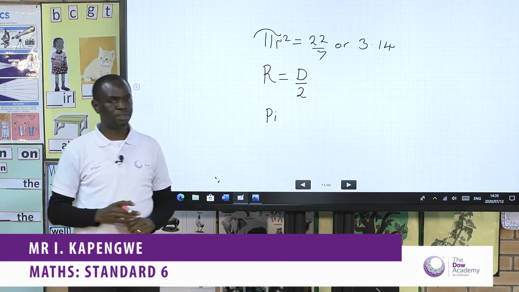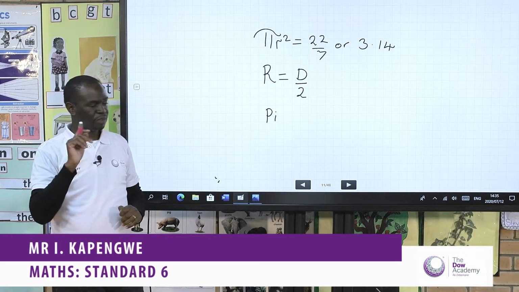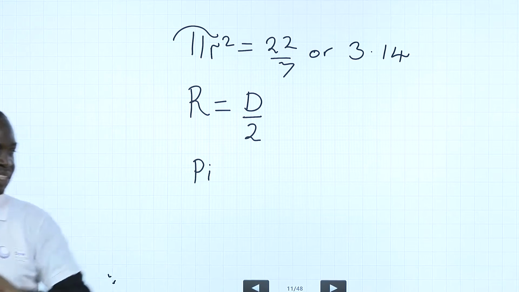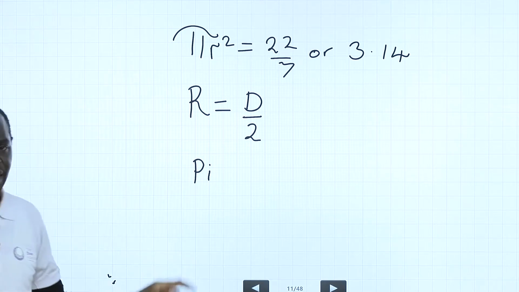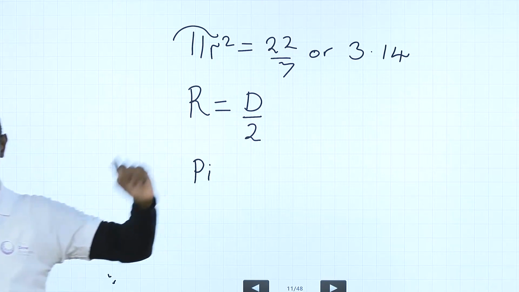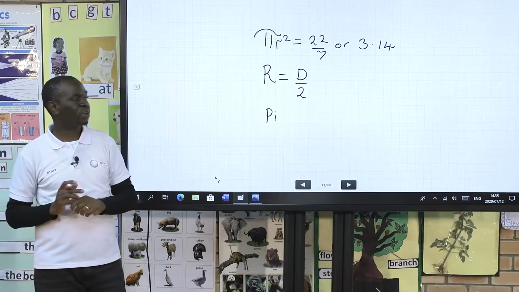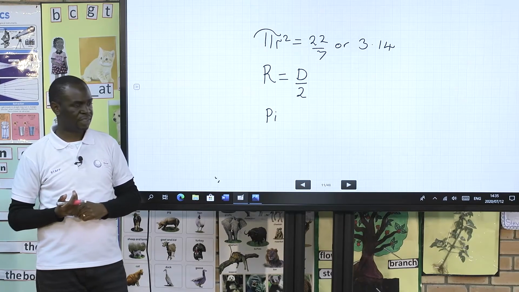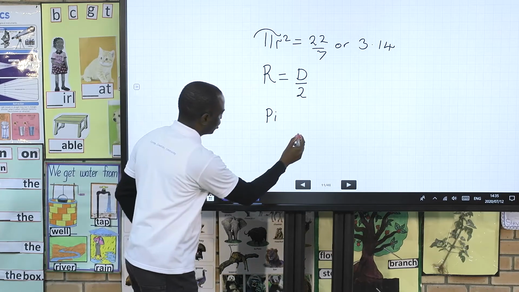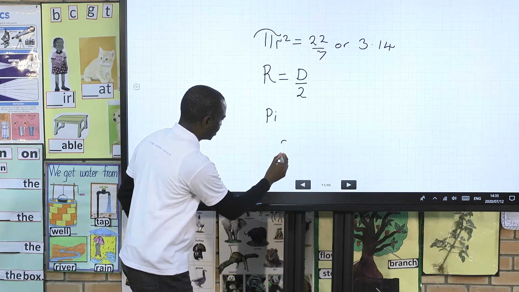It's up to a person's choice, but you have to be careful. You cannot just use any of those without considering which number you've been given. And this is what I'm going to explain. When we use 22 over 7, we use it usually when we have multiples of 7. So what are we talking about? If we have multiples of 7, let me just write here.